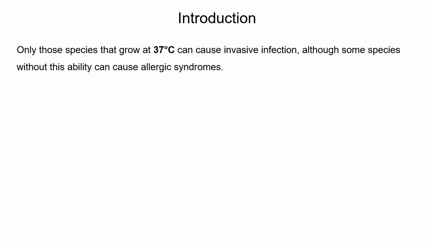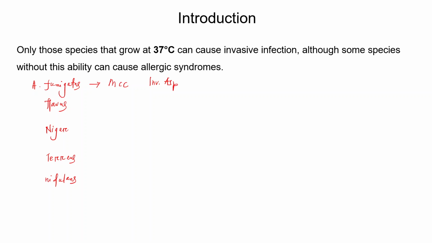Now, what are the common Aspergillus species that we need to remember? The most important one is Aspergillus fumigatus. We also have Aspergillus flavus, Aspergillus niger, then Aspergillus terreus, and Aspergillus nidulans. Of course, there are so many other species also. Aspergillus fumigatus is the most common cause of invasive aspergillosis.